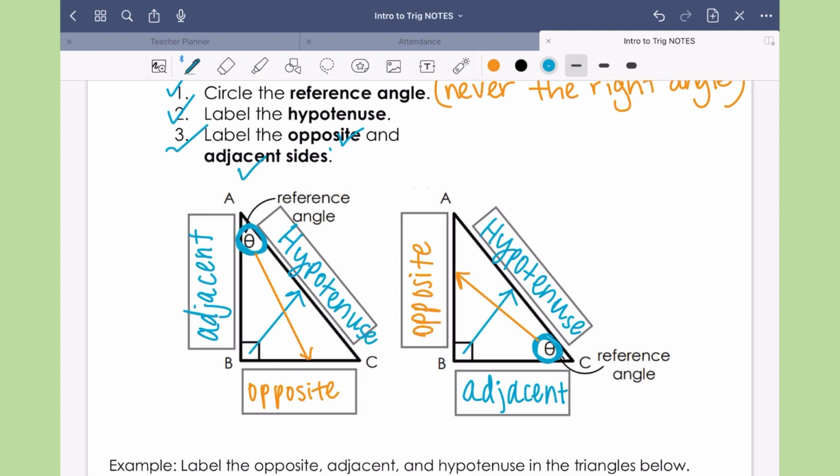Okay. Now, notice how these are different. Depending on where my reference angle was, it changed my adjacent and my opposite sides. Do you see that? But which one stayed the same for both of these? Out of all three sides, who remained in the same position? The hypotenuse. Okay, that is very important. Your hypotenuse will be your hypotenuse for every single triangle. It's never anything else. The stuff that will change, though, will be your adjacent side and your opposite side. So you just have to be careful.